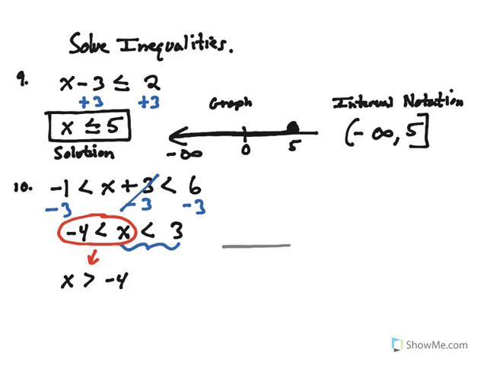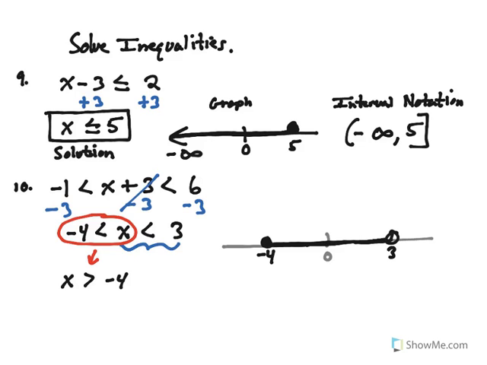And if you want to graph it, now you plot the numbers. -4 is to the left, 3 is to the right. So greater than -4, that's going to be a closed circle. Greater than is going to be shaded to the right. Less than is an open circle, and we shade back to the left. So that's an overlap right there.